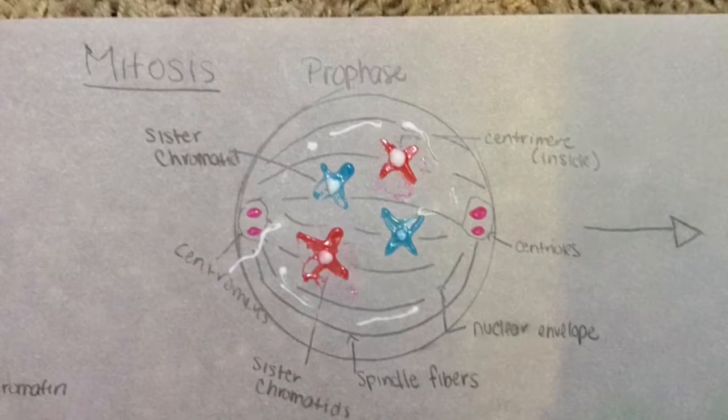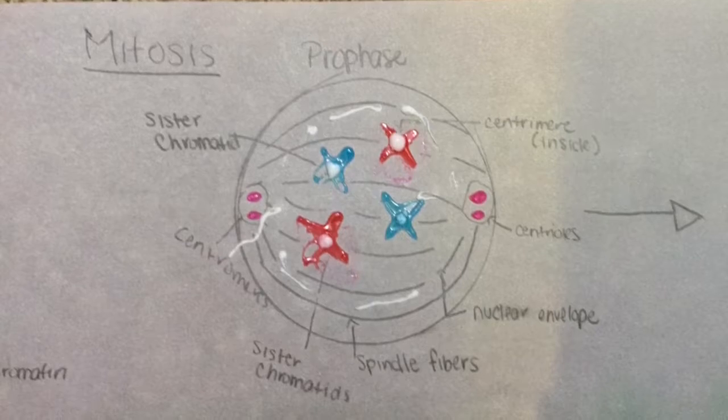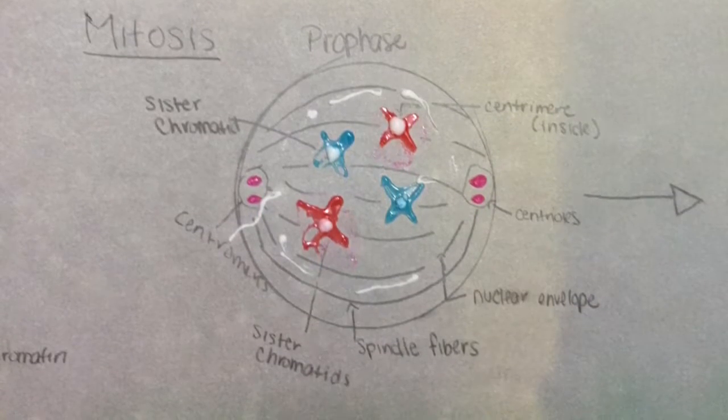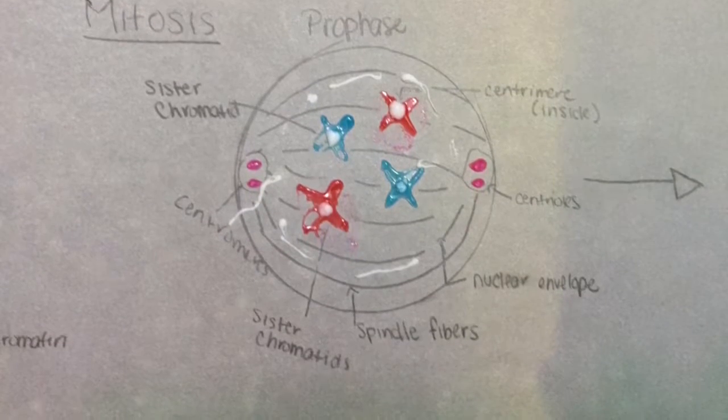Prophase, the first step in mitosis. The chromosomes begin to condense and the nucleolus disappears. As the nuclear envelope begins to break apart, the centrioles begin to move to opposite poles. Once at separate poles, microtubules begin to form around the centromeres, extending.